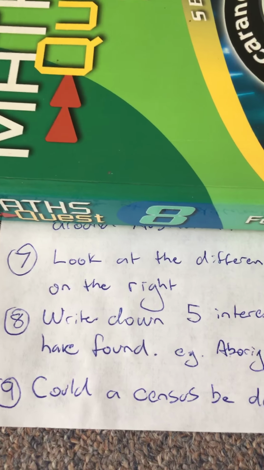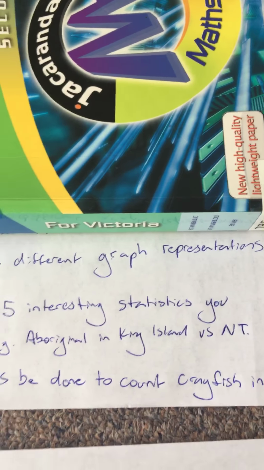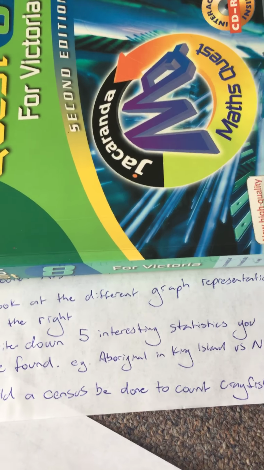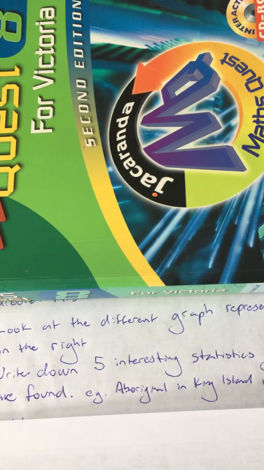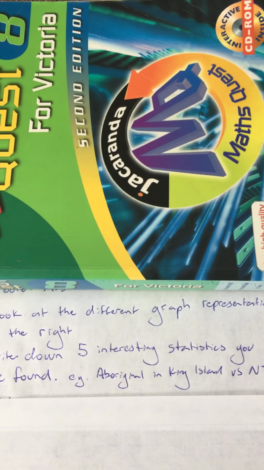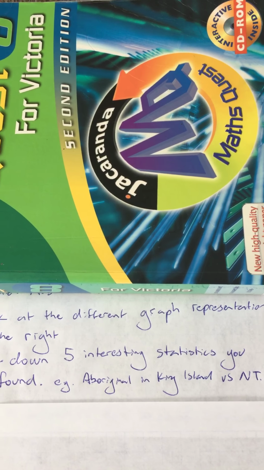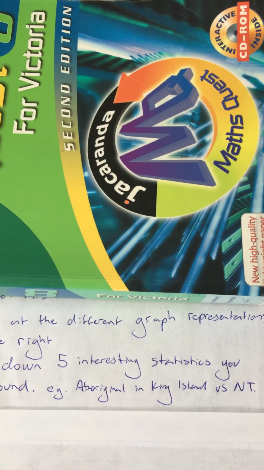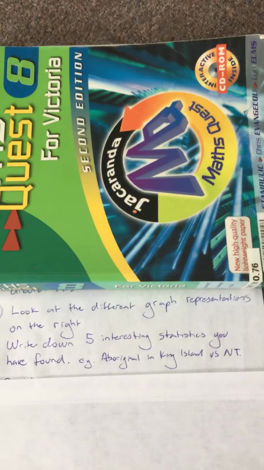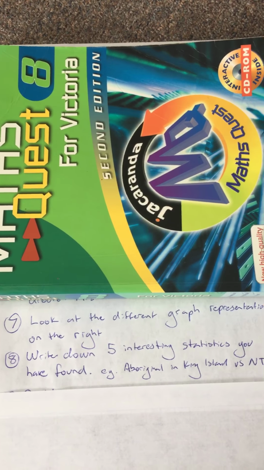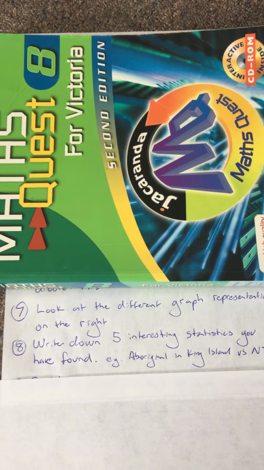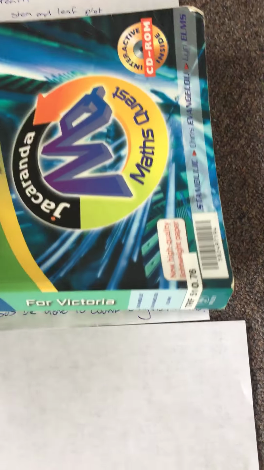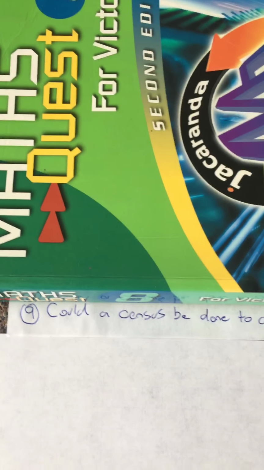what I'd like you to do is to write down 5 interesting statistics you have found. And I think something you could compare is the number of people who identify as Aboriginal in King Island, which I think there is none, versus say somewhere like a town in Northern Territory or Northern Territory itself. You'll see the word average that will pop up a lot in this, and that will be meaning the mean.